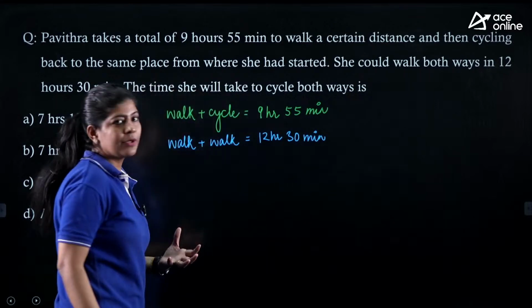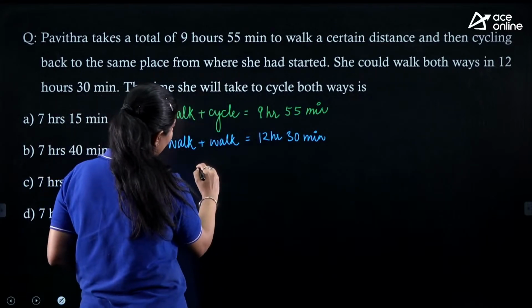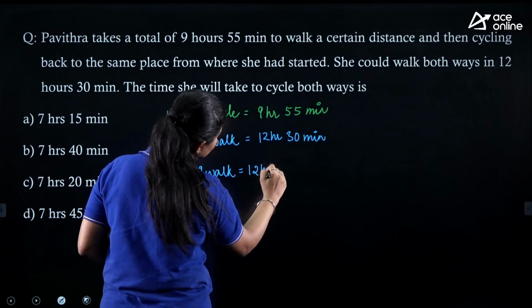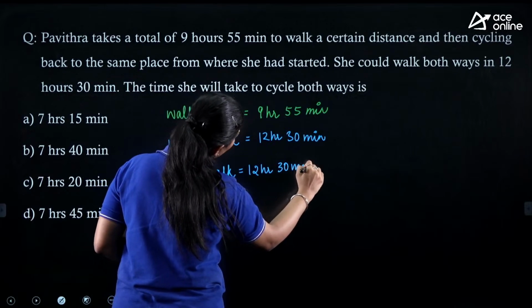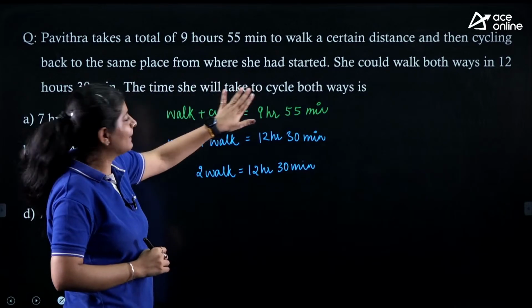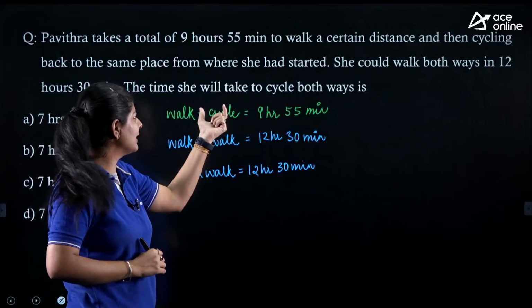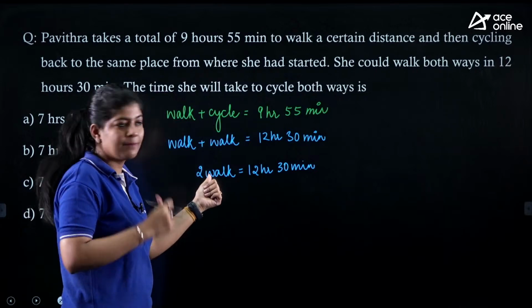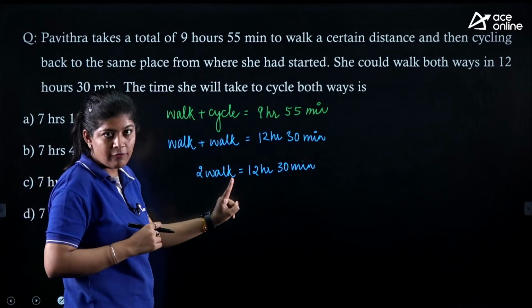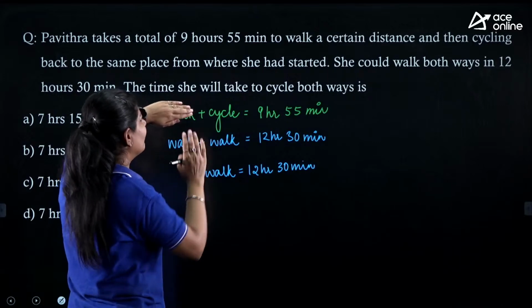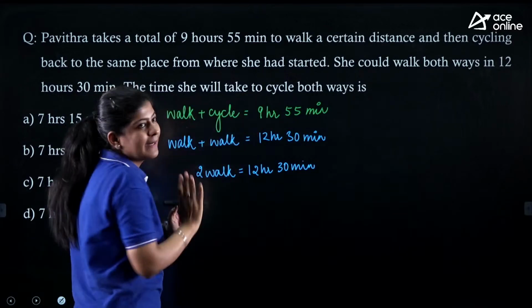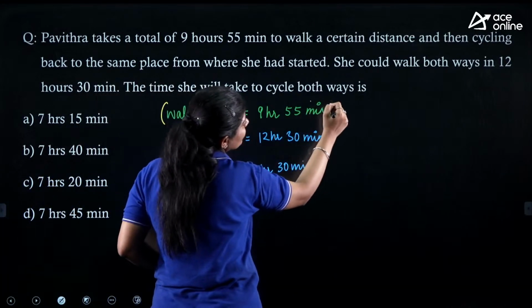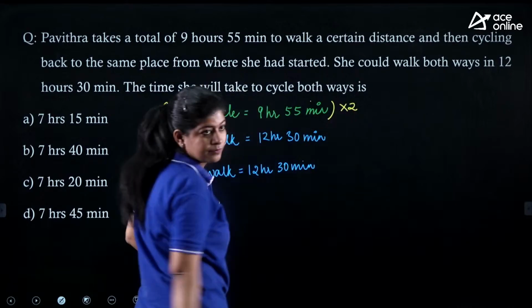So as I can see, here I am having twice of walk equals 12 hours and 30 minutes. You can go both ways. Either you can simply multiply this whole equation by 2 to get the twice of cycle, or you can find the value of one walk first, substitute it, and then multiply by 2. Instead of going this way, I'll prefer the first one. I just simply multiply this equation by 2.